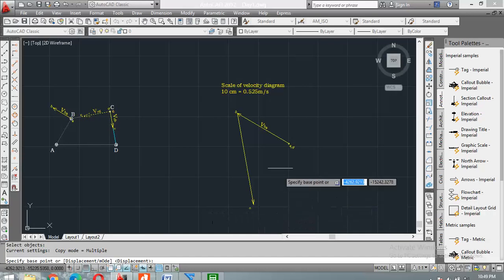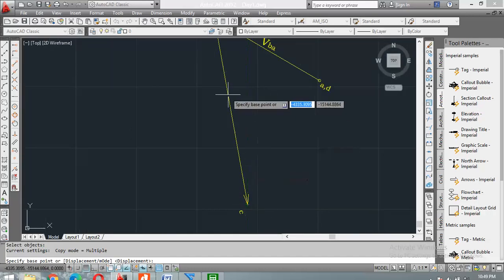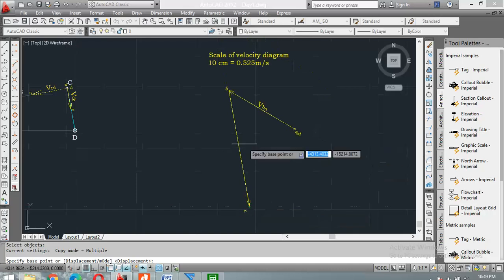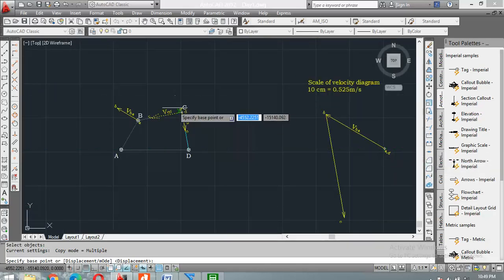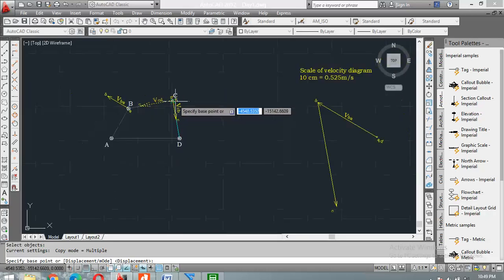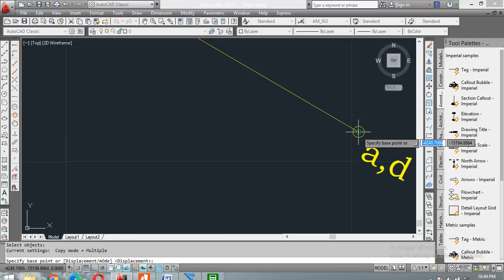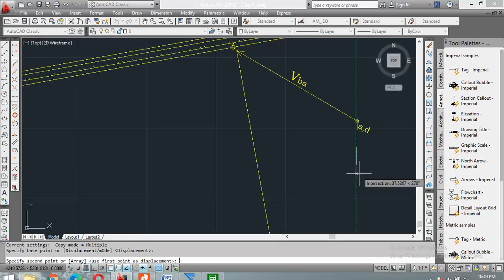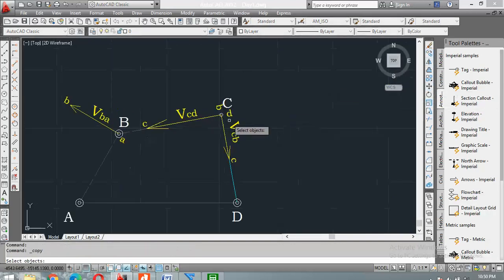Is the C point marked in the velocity diagram? No, the C point is not marked. C point can be anywhere on this line. Is the D point marked? Yes, the D point is marked. So we will pick this vector by taking the D point as a reference point, and we will shift it from here.